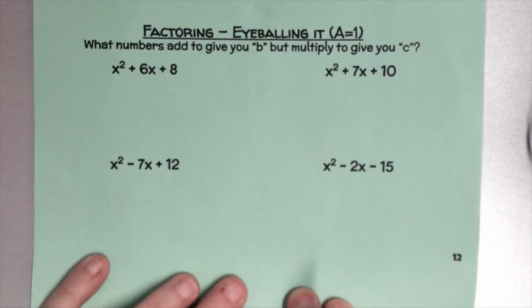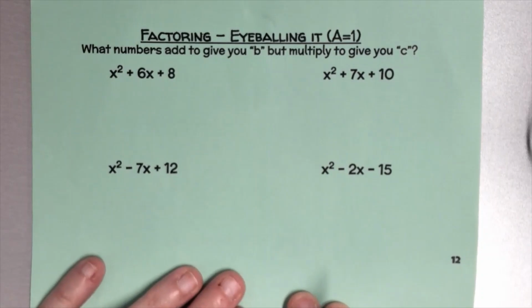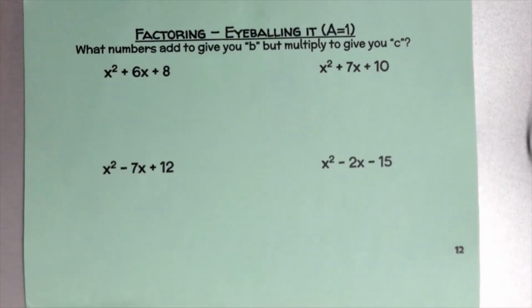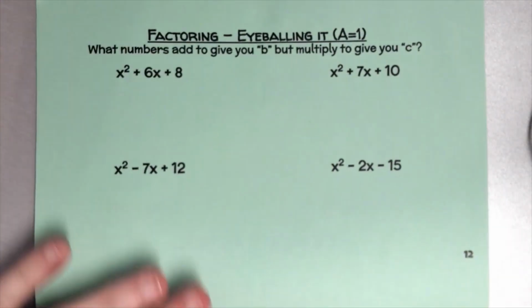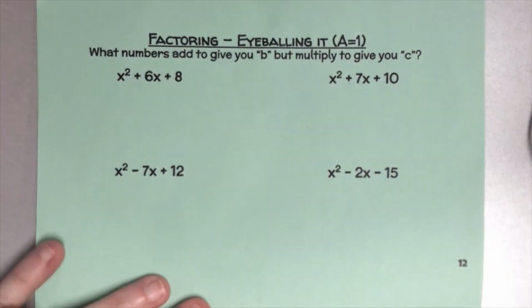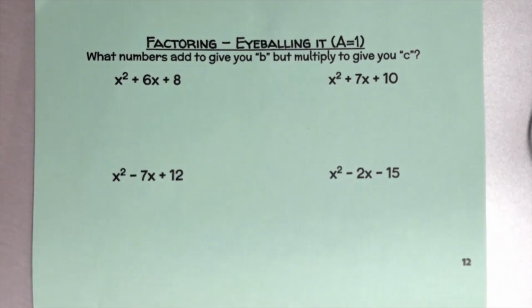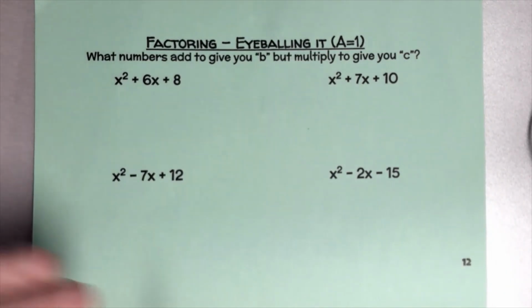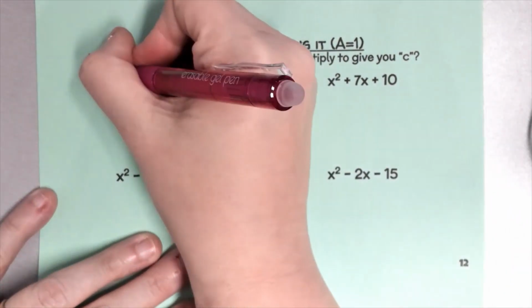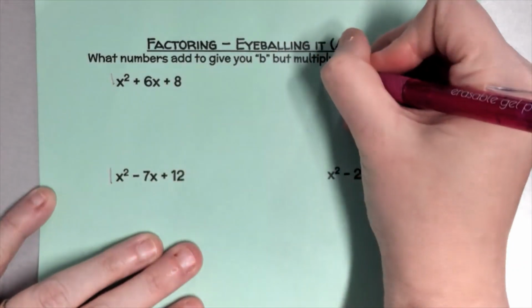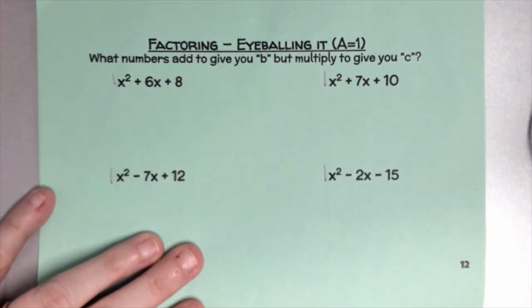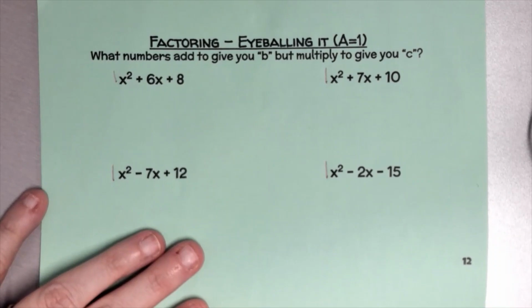So I'm going to teach you 3 strategies. The first one is called eyeballing it, because all we're going to use to factor is our eyeballs. We're going to look at it and find the factors of these expressions. Now, eyeballing it works when A equals 1. As you become more fluent at factoring, you may be able to do this with things where A isn't 1. But you notice every single one of these problems has an invisible 1 in front of the squared variable, so their A is 1.